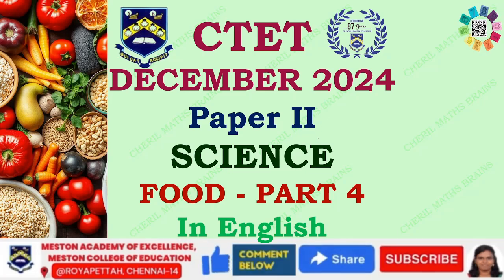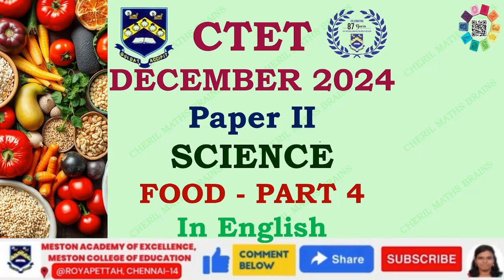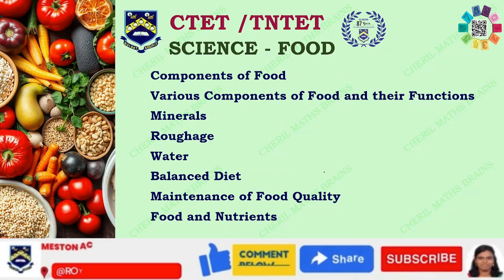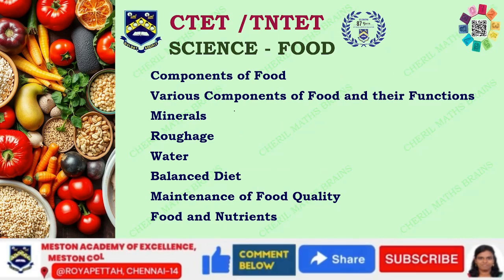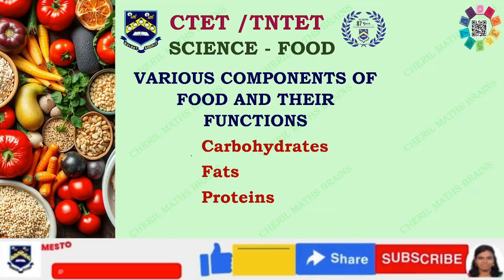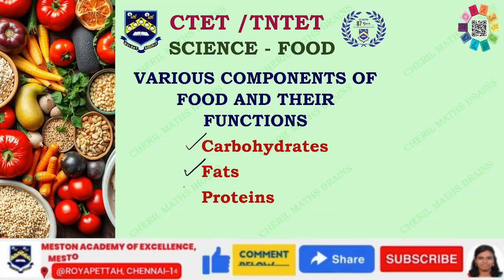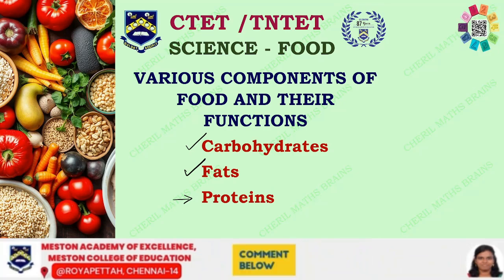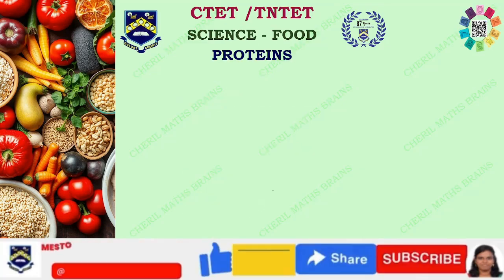So in this video we are going to continue seeing the concept of food for science CTET paper 2 in English. We've already seen 3 videos for this, and this is going to be the 4th video under the various components of food and their functions. We've already finished with the components of food, carbohydrates and fats. The next one is going to be about proteins. We've seen carbohydrates and fats in detail, and now we'll have to look into what protein is all about.